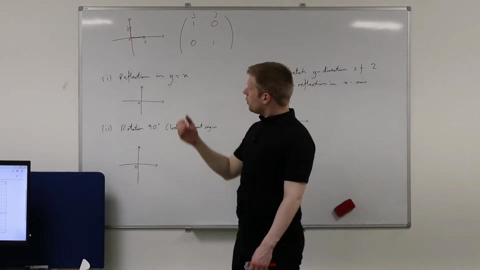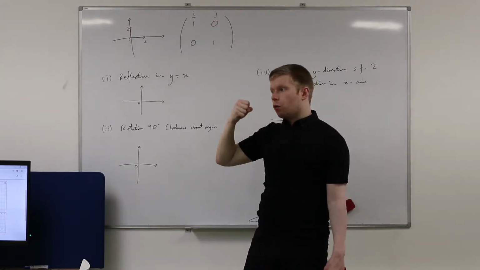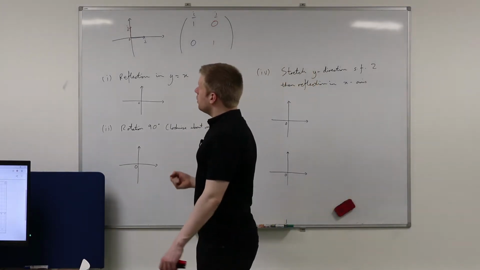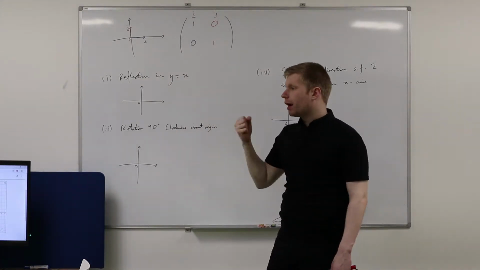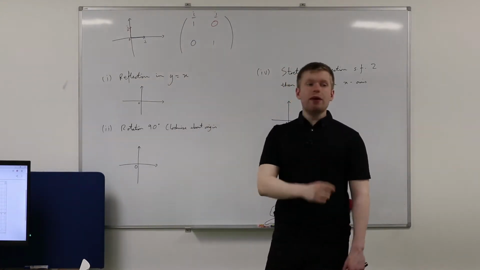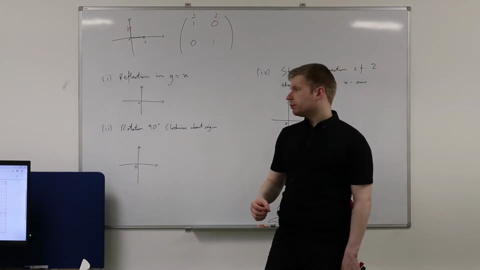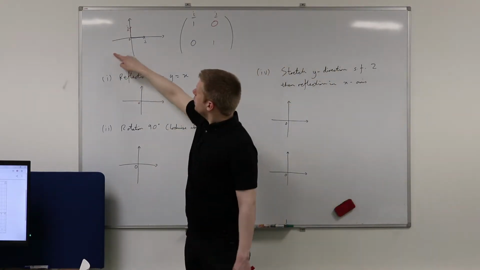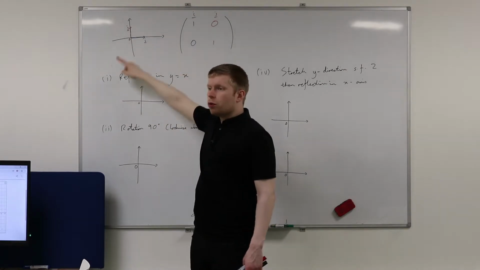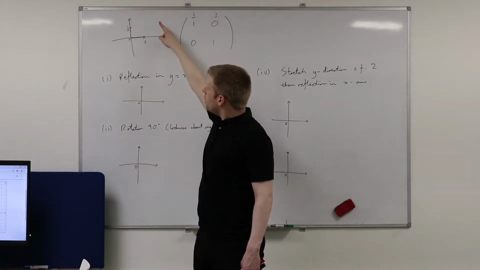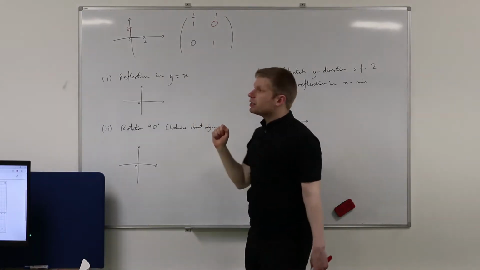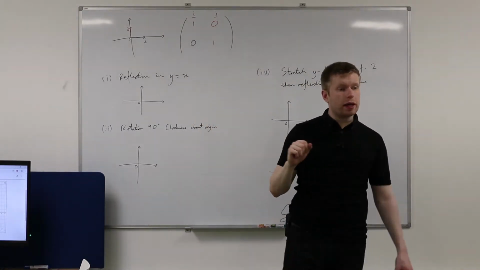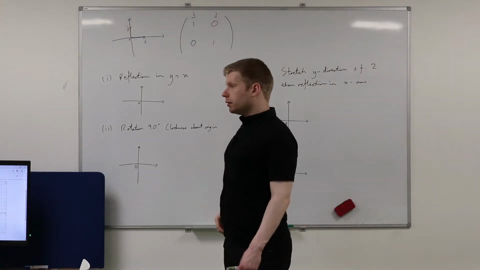So if we want to reflect in the line y equals x, then all we need to do is see where i and j end up after we reflect it in the line y equals x. Now, where is the line y equals x? Good, yeah, it's a positive gradient line which lies at 45 degrees to the axes, right? So where do i and j end up after we've reflected in the line y equals x? Who can tell me?